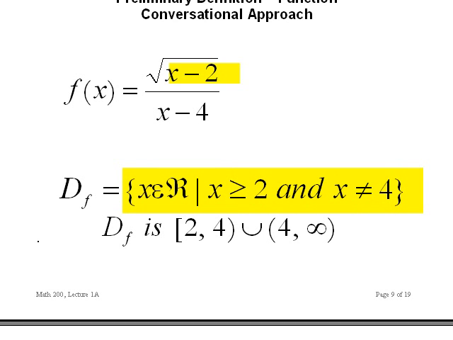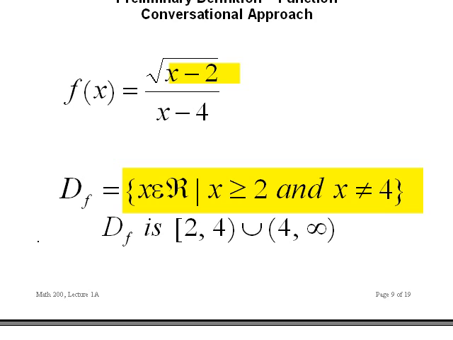The domain of f equals, and then you have these curly brackets, and you start with x, naming the variable. x is an element of the real numbers. You don't have to write that part so much because these are all real valued functions. This part means x is all x that are elements of the real numbers, and the vertical line means such that x is greater than or equal to 2. Remember, you can take the square root of 0. So x has to be greater than or equal to 2, and x cannot be 4.